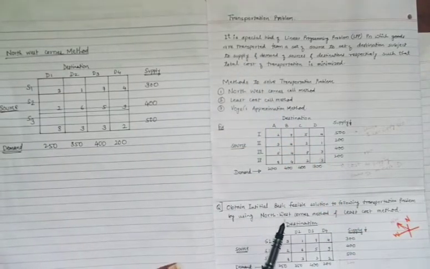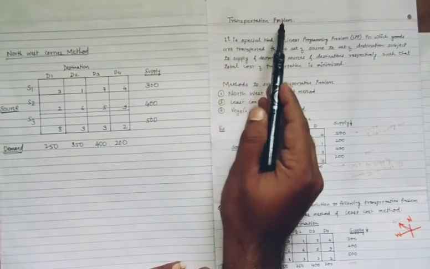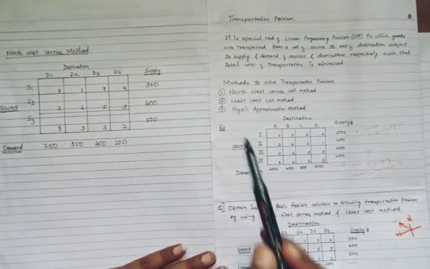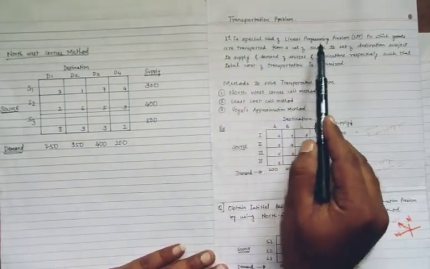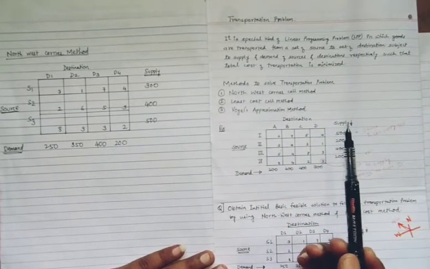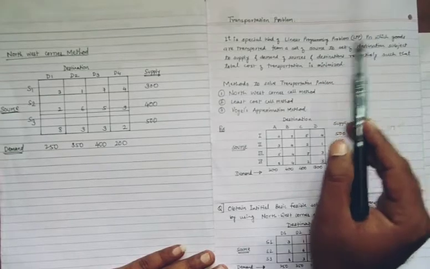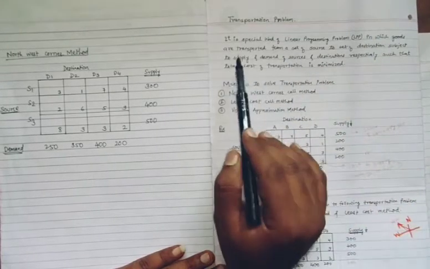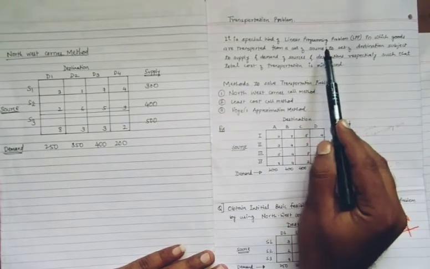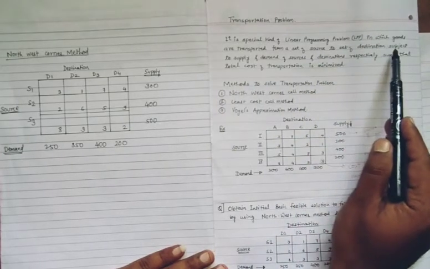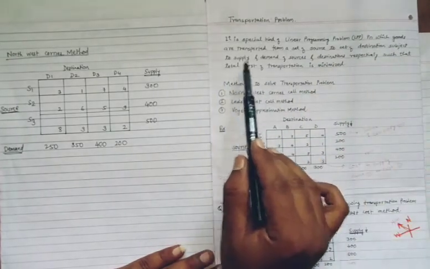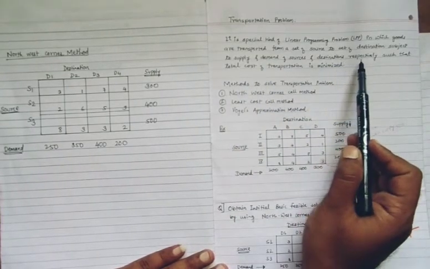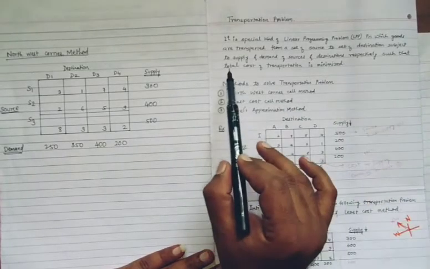In today's lecture, we'll see the transportation problem. The transportation problem is a special kind of linear programming problem which comes under operational research. In this problem, the goods are transported from a set of sources to a set of destinations, subject to the supply and demand of sources and destinations respectively, such that the total cost of transportation is minimized.